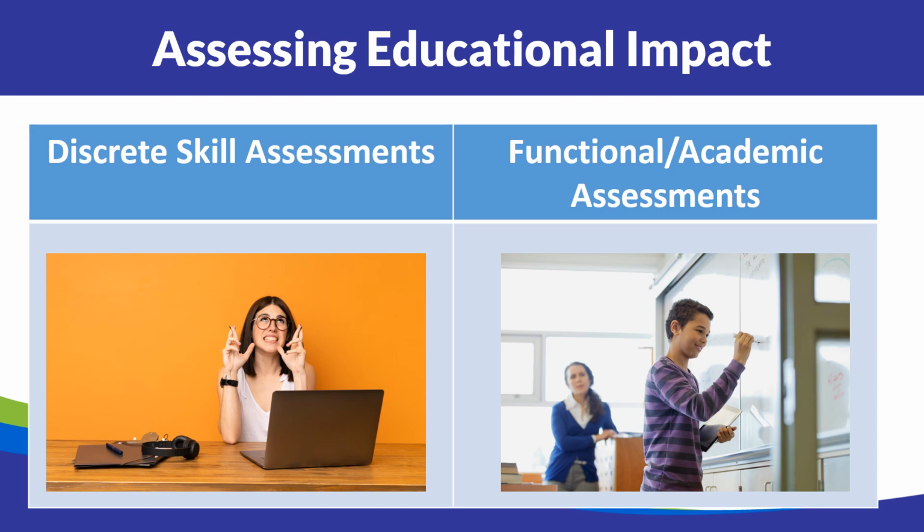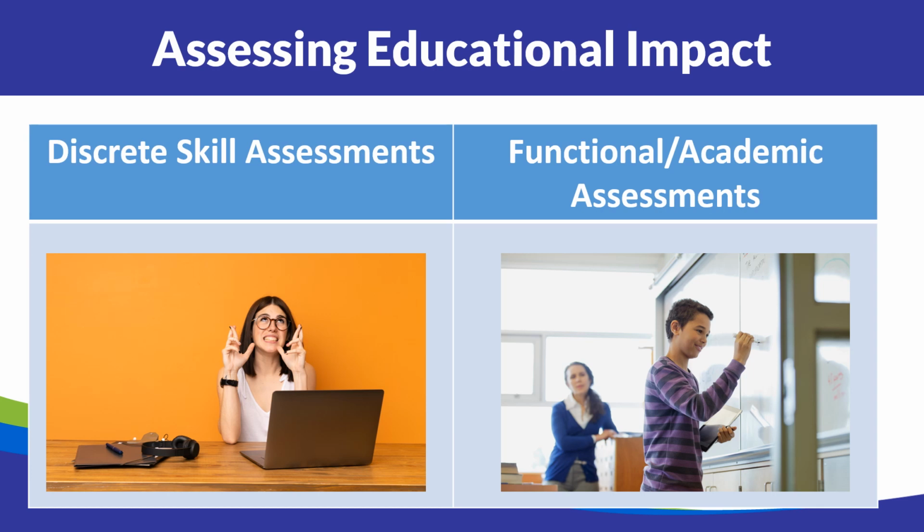Alternatively, our more functional academic assessments provide a direct link to the curriculum. When we get the teacher's opinion about a student's communication skills, we have a direct link to what is happening in the classroom. When we systematically analyze a child's ability to tell a story, we get a picture of how they are relating past events to their peers and teachers.